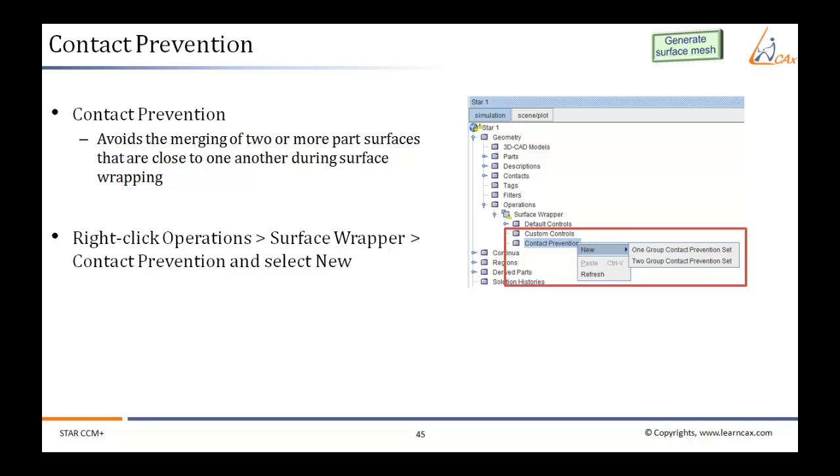To activate contact prevention for two or more surfaces when using a parts-based meshing approach, right-click Operations, then Surface Wrapper, then Contact Prevention and select New, which inserts a new operation of contact prevention.